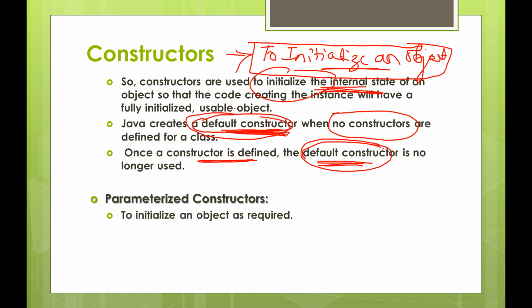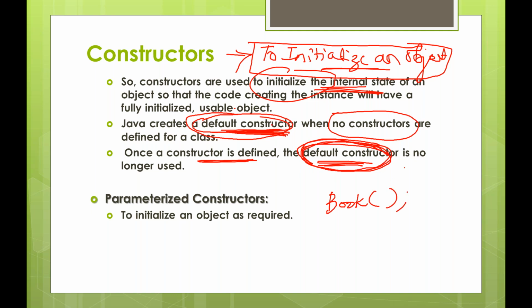But if we define even a single constructor, the default constructor will no longer be valid, or we will not be able to use it. Say for example, if you have a constructor, we will see that when we are programming, when we see some examples. Also, as I mentioned, let us take Book itself.